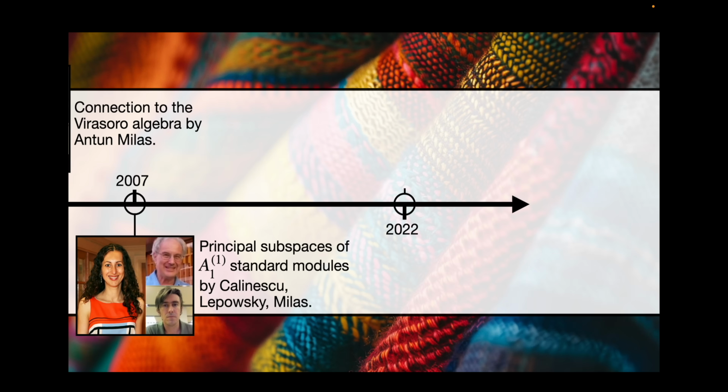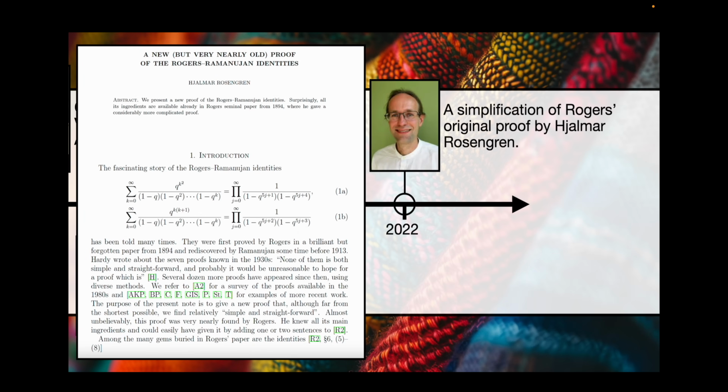Now, moving to our most recent result, in 2022, Rosengren presented a simplification of Rogers' original proof. And in fact, the proof we'll present has some similarities with this proof of Rosengren, as well as the so-called motivated proof given by George Andrews. Okay, so now with all of that background behind us, we're finally ready to look at the technical details of the proof of these identities.